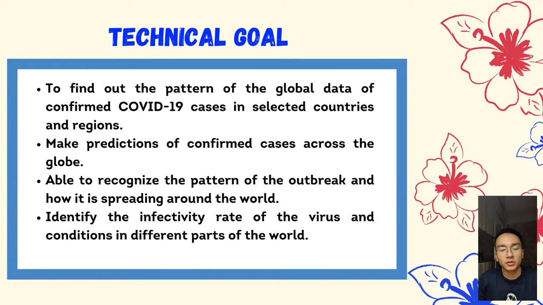Moving on, I'm going to be talking about the technical goal of our problem description. Our technical goal is, of course, to find out the pattern of the global data of confirmed COVID-19 cases in selected countries and regions. The second one is we want to make predictions of confirmed cases across the globe, and we want to be able to recognize the pattern of the outbreak and how it is spreading throughout the world. And lastly, it is to identify the infectivity rate of the virus and conditions in different parts of the world.